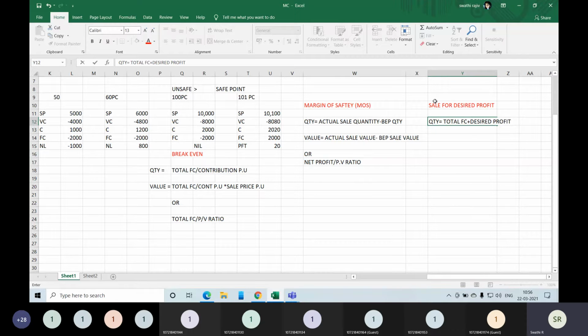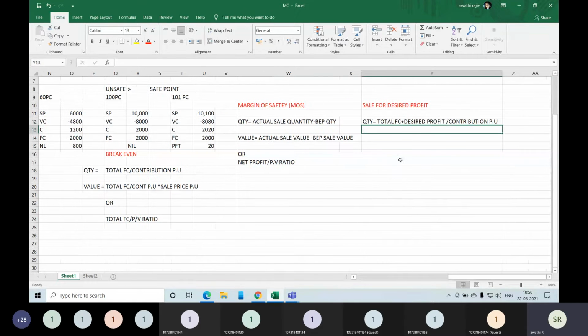What they expect you to find out is quantity, or how much you should sell, divided by contribution per unit. Whenever it is quantity, per unit will come into picture. Contribution per unit. I hope this is clear. You can see it properly.